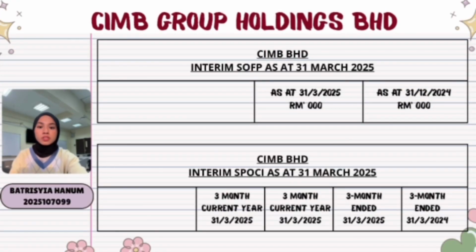For question 3, we're asked to identify the interim reporting periods for a listed company in Malaysia. Moving to the required reporting periods, let's start with the interim statement of financial position. The SOFP, being a balance sheet, uses specific dates for comparison. The current interim period is presented as at 31st March 2025. This is compared against the last annual reporting date, which is 31st December 2024.